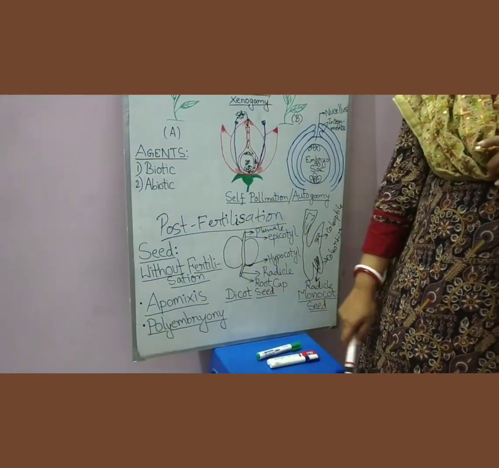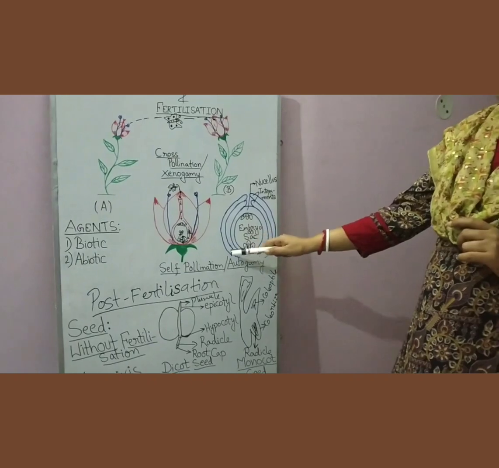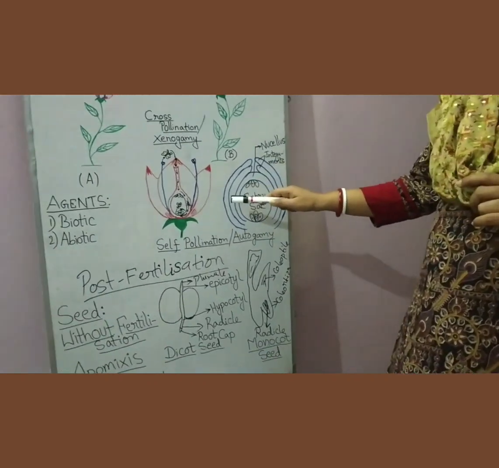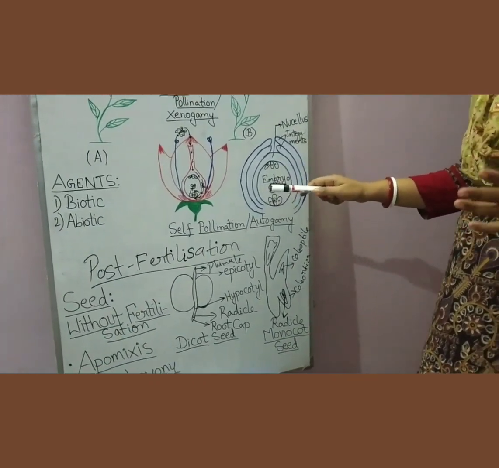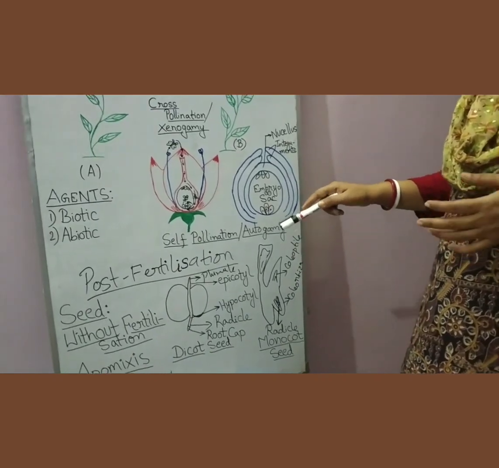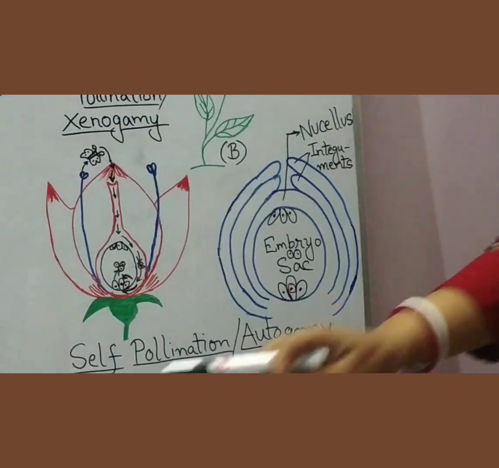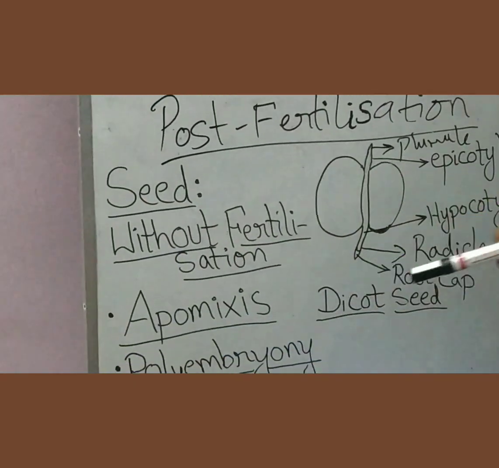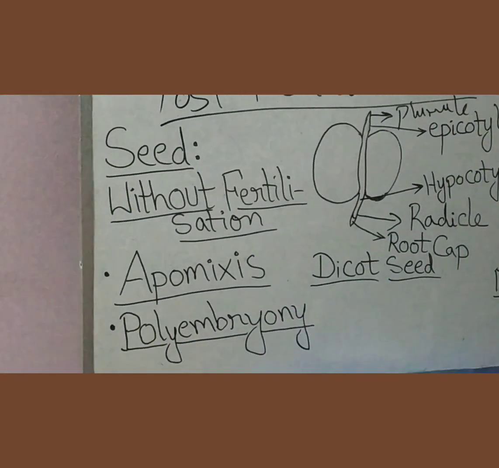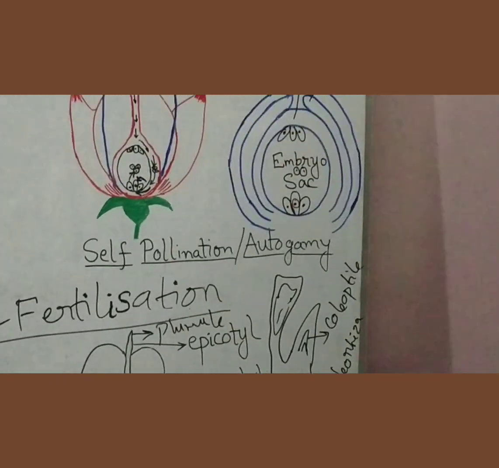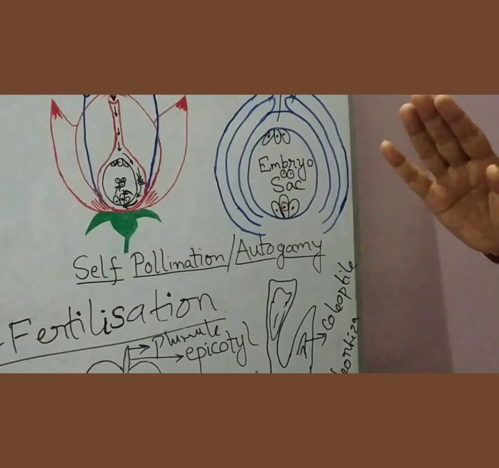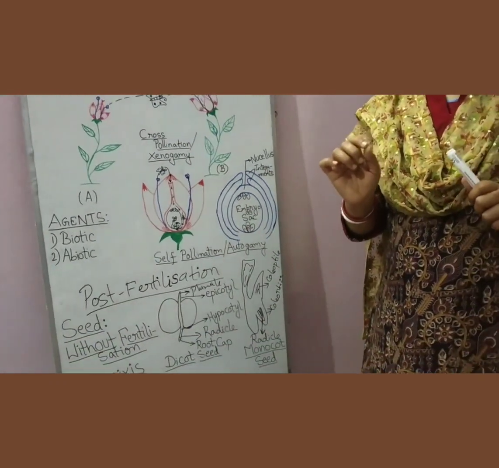Now what happens in case of apomixis? This is an embryo sac. In the last class we discussed that the functional megaspore mother cell undergoes meiosis. But in case of apomixis, inside the embryo sac, there is no meiosis, no reduction division takes place. The functional megaspore cell, which is a diploid cell, results directly in the formation of the embryo.